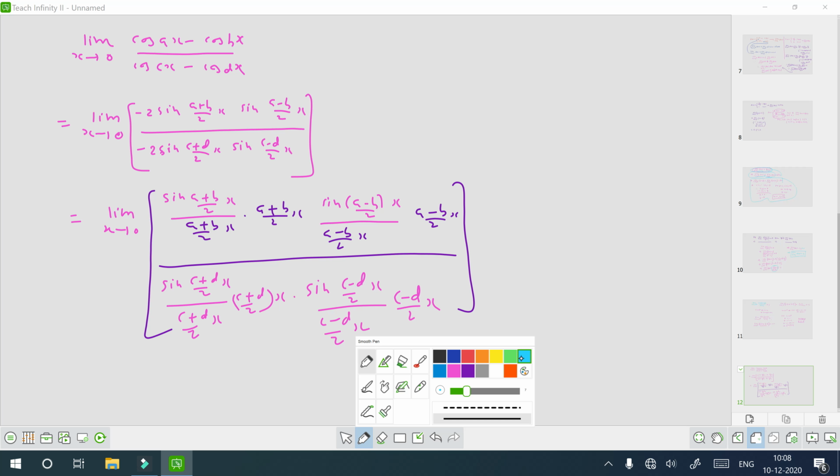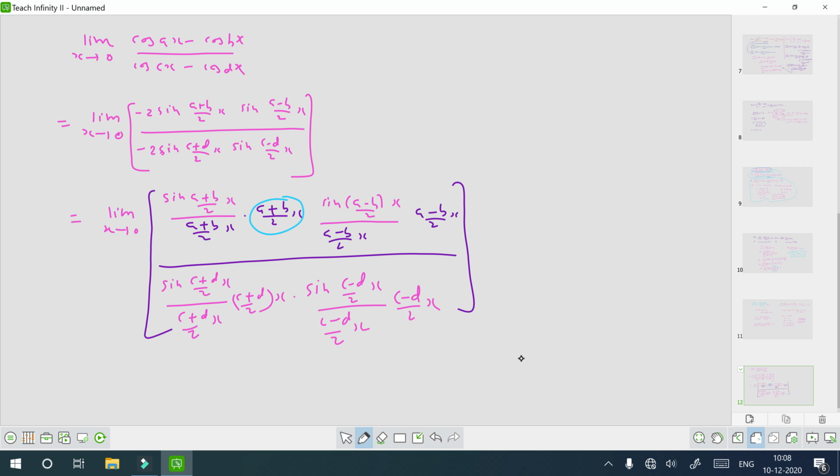Now see, (a plus b) by 2x, (a minus b) by 2x. So that is (a square minus b square) by 4. In the same way in the denominator quantity, (c plus d) by 2x, (c minus d) by 2x. The x is taken common from the numerator as well as from the denominator and cancelled. So here you get (c square minus d square) by 4.